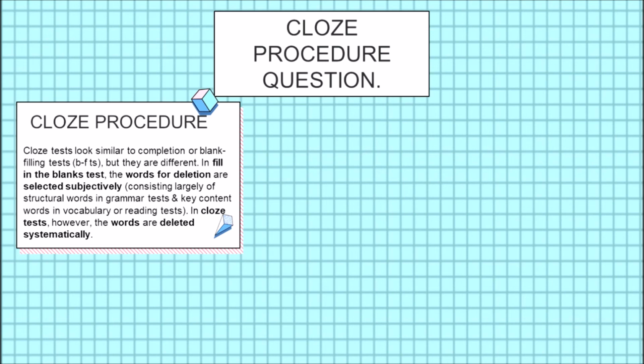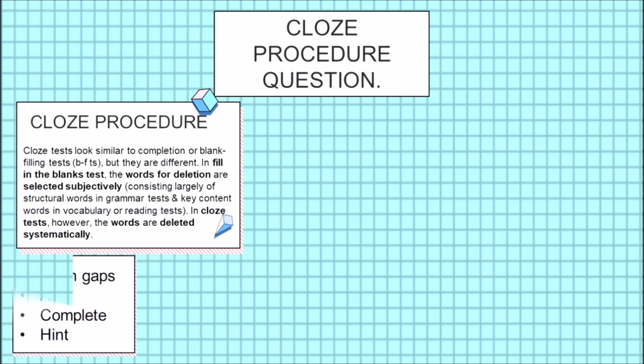In fill in the blank tests, the words for deletion are selected subjectively, consisting largely of structural words in grammar tests and key content words in vocabulary or reading tests. But in closed procedure tests, the words are deleted systematically, especially when we use a machine for deleting the words.